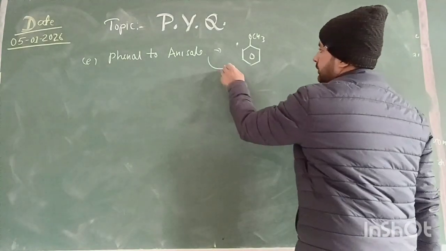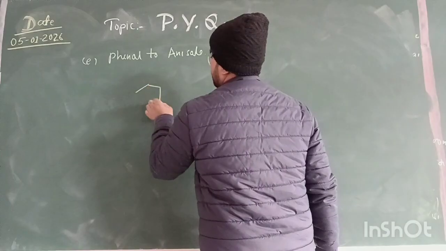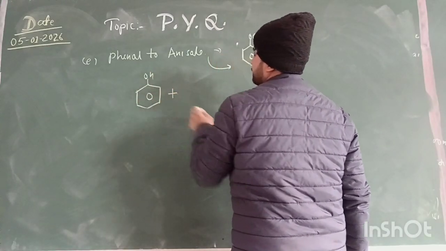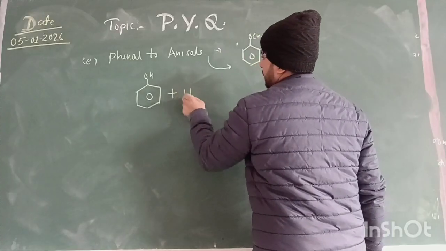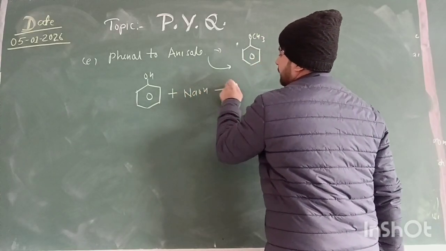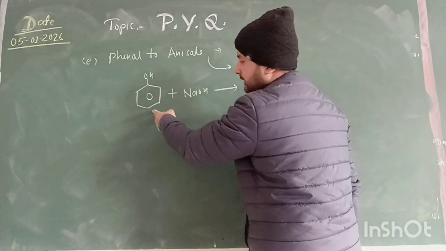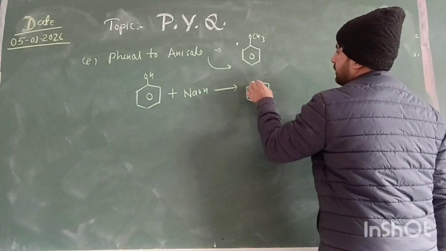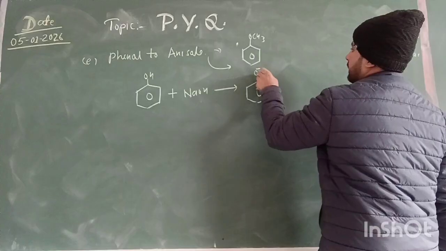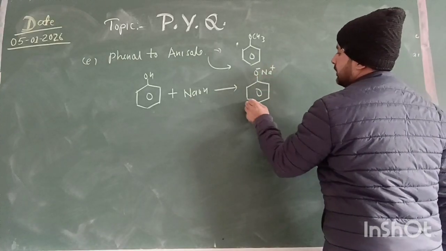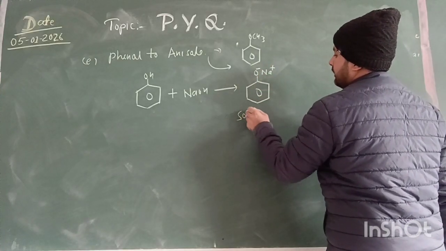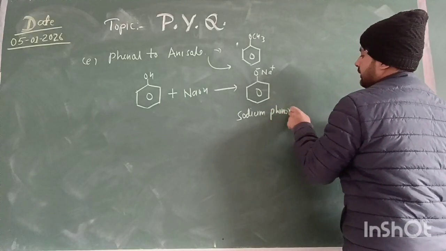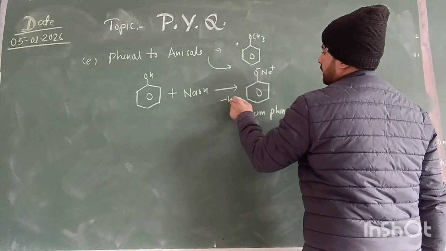First we have to react phenol with NaOH. There will be an acid-base reaction because phenol is a weaker acid and this is a base. So there will be formation of sodium phenoxide ion. This is called sodium phenoxide, and there will be removal of a water molecule.